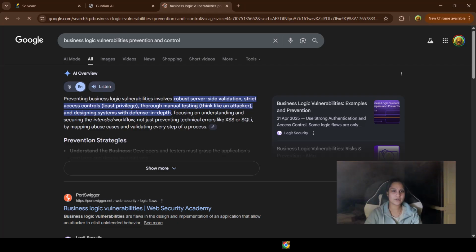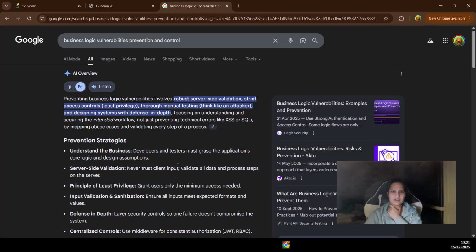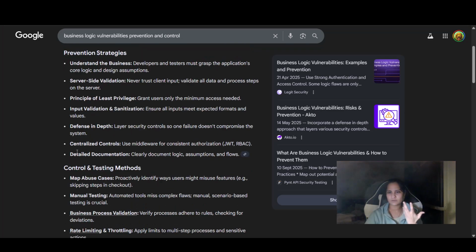Preventing business logic vulnerability involves robust server side validation. Obviously we should always have server side validation so that the server is getting what the server is actually sending to a normal user. Strict access control is also very important, because if the least privileges are able to get the high privileges, then that doesn't even make sense. Manual testing, you should always do manual testing, as we understood right now. This is indeed the most important thing. Another thing is to understand the business, the features and the workflow of the features, and you can also add prevention layers like 2FA, MFA. There are so many things you can apply.